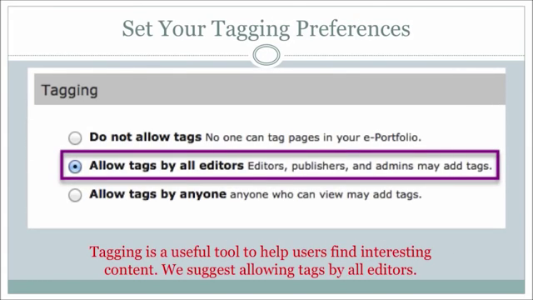Tagging allows you to add specific labels to your page to make it searchable by other users. You can search tags to find other ePortfolio users who have a common area of interest, and you can tag your own page with attributes unique to you. For example, you could tag John V. Roach Honors College if you are a member of the Honors College. We suggest allowing tags from other editors.